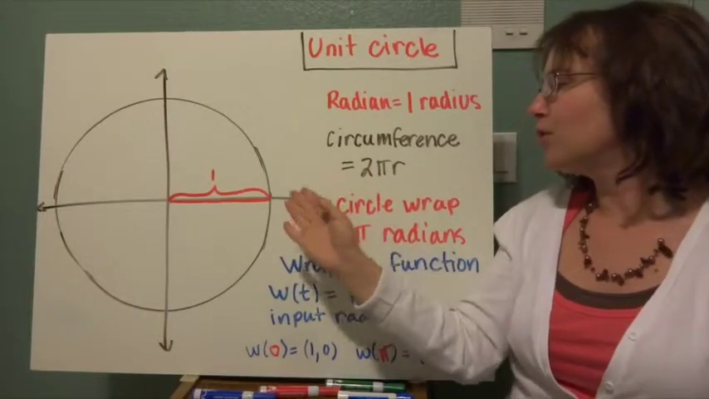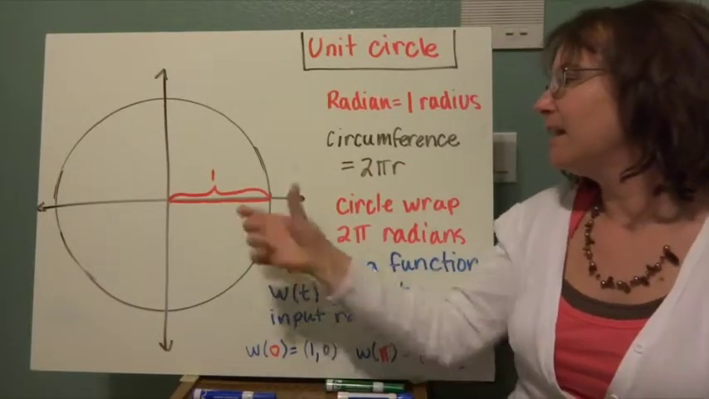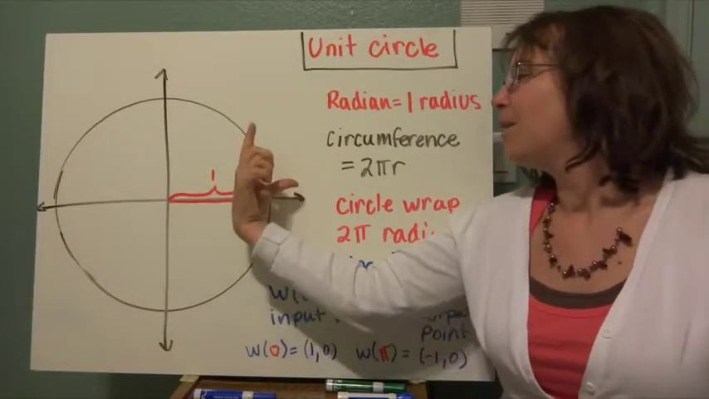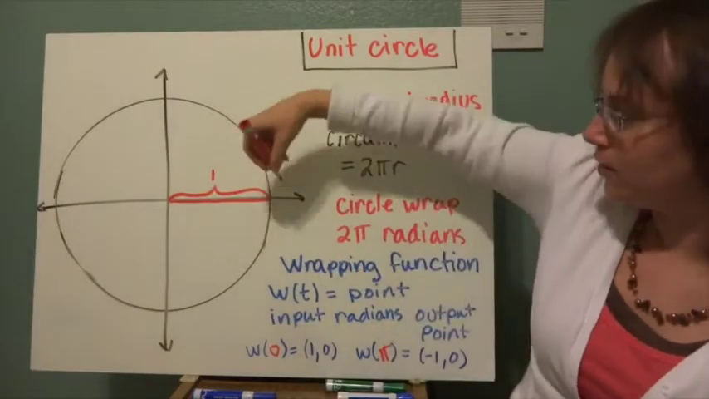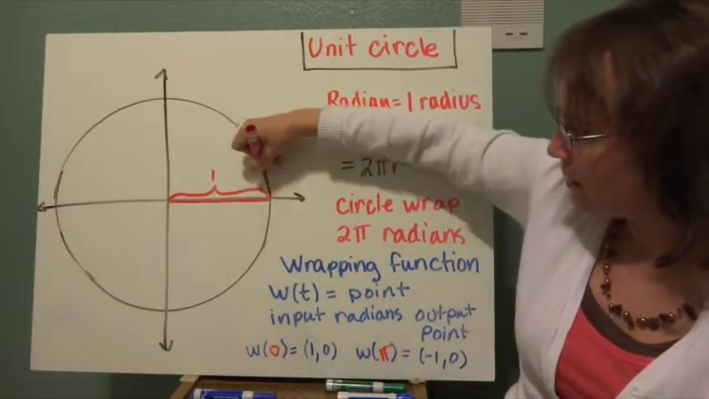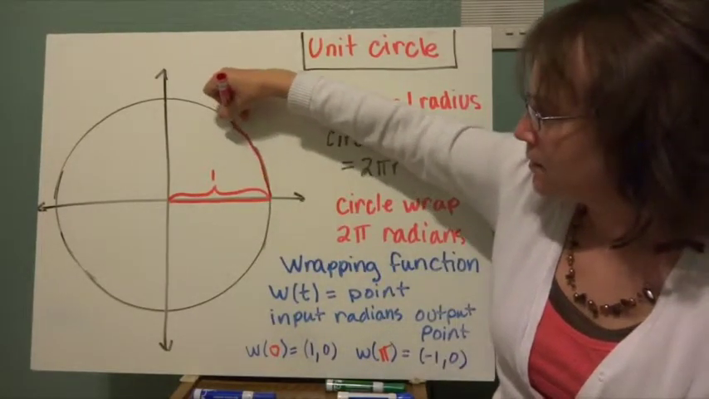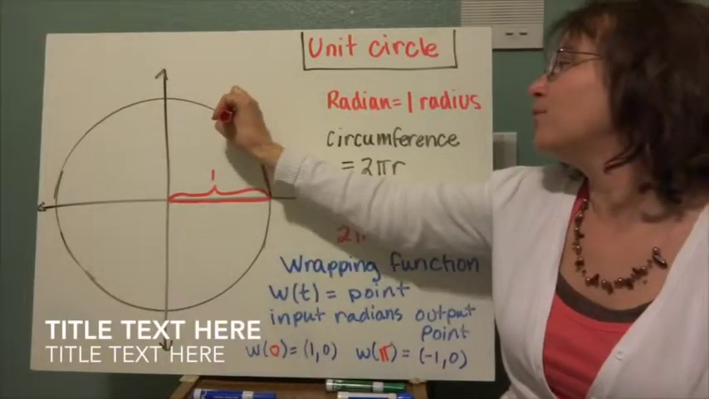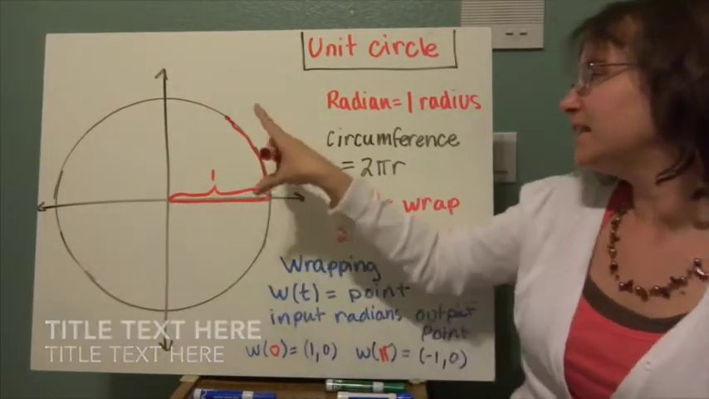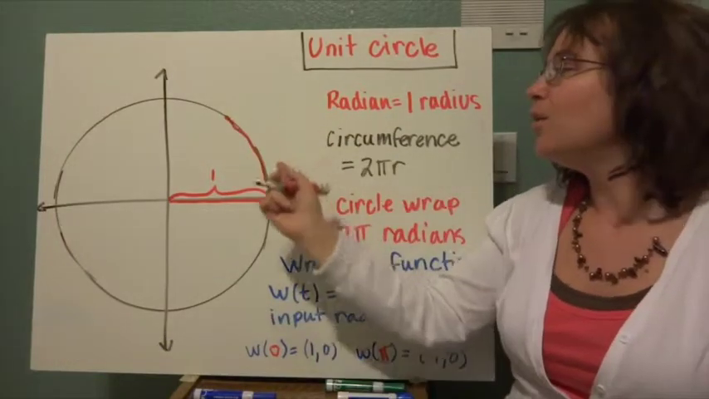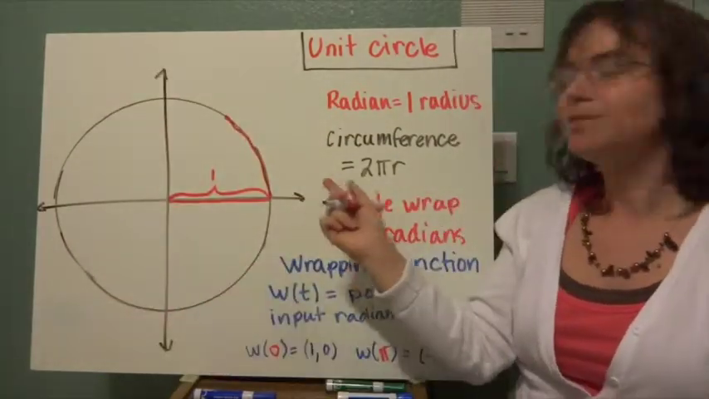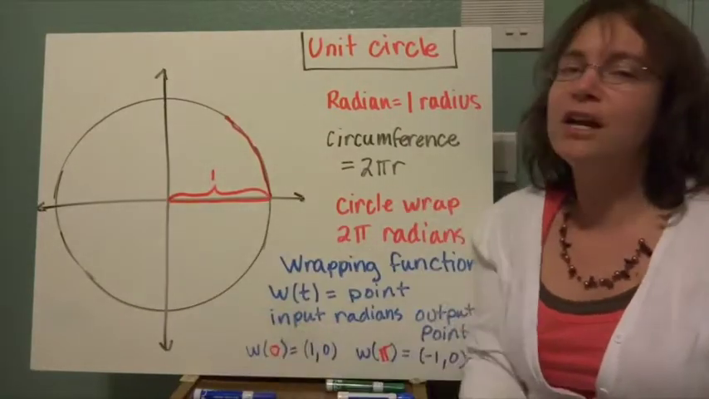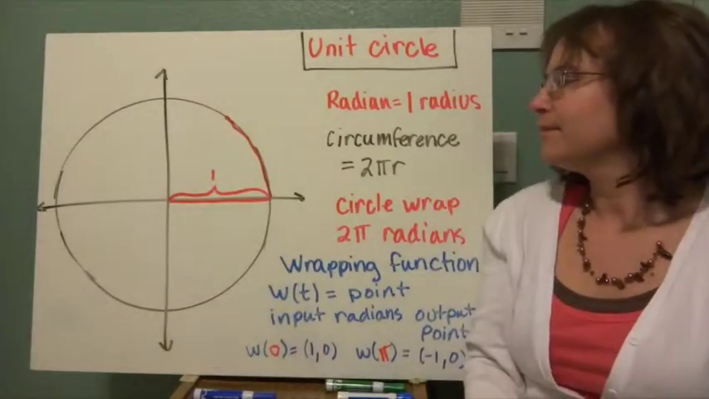If we were to take this radian, this radius, and wrap it around the circle, it would go to about here. That would be 1 radian. So we're taking this and going around the circle. It will go around that circle 2 pi times, so a little more than 6 radians will fit around that circle.